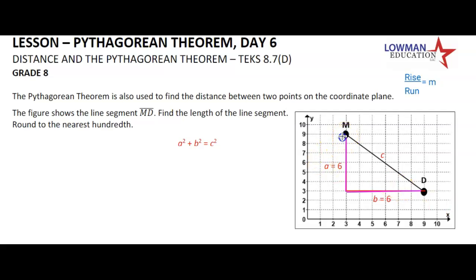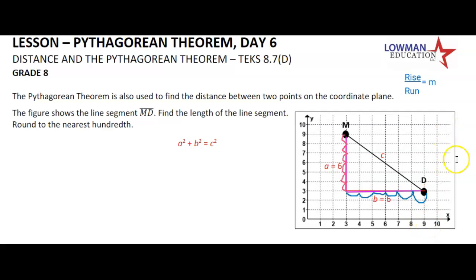Starting at the top dot, we count each box. 1, 2, 3, 4, 5, 6. So we have an A of 6. We're going to repeat that by finding the distance for B. 1, 2, 3, 4, 5, 6. So our A is 6 and our B is 6.